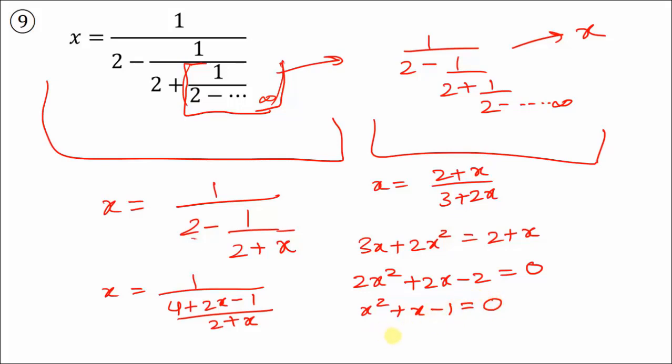And the value of x that we will be getting from here will be x is equal to minus 1 plus minus root of b square, that is 1, c is minus 1, so that would be 5 upon 2. These are the two values that we'll be getting for this equation, two values of x.